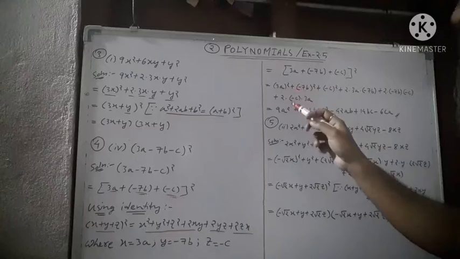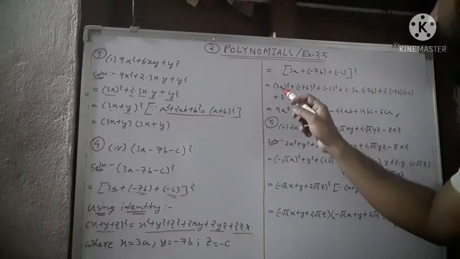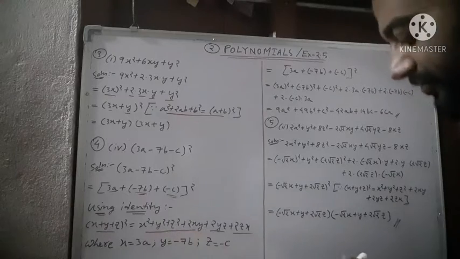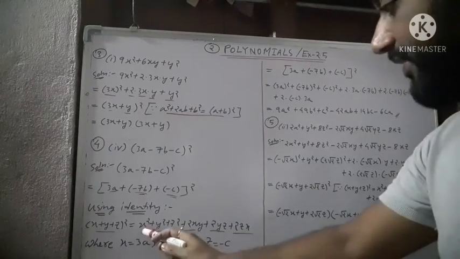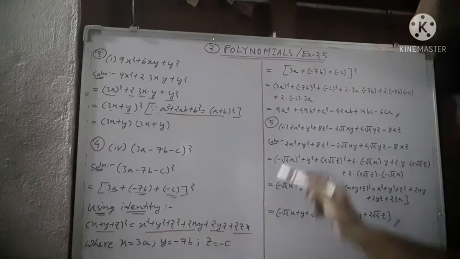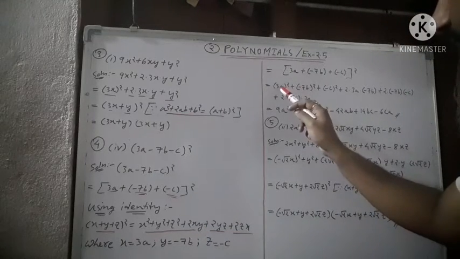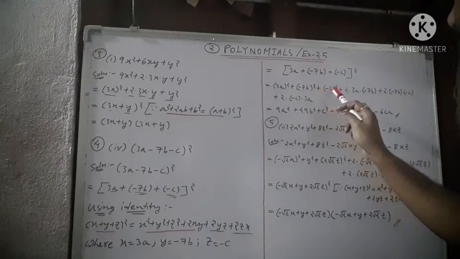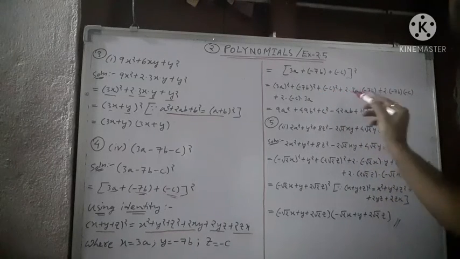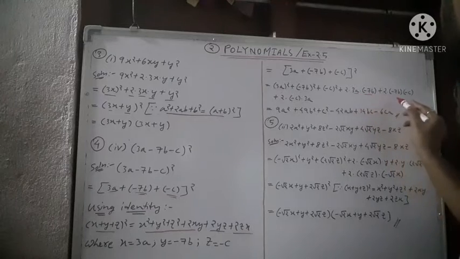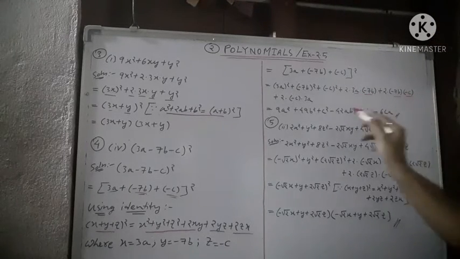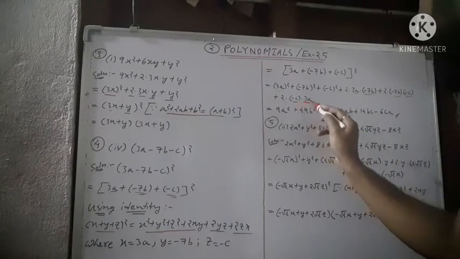So if we substitute the values, it will be like this: (3a) whole square, since it is given that x square plus y square plus z square. So the value of x is 3a, the value of y is minus 7b, and the value of z is minus c. So therefore x square plus y square plus z square plus 2 into x into y plus 2 into y into z plus 2 into z into x.